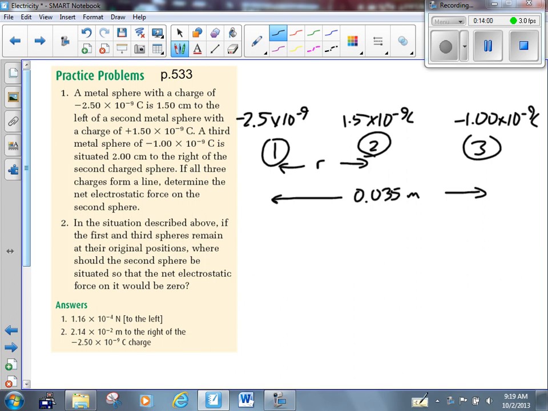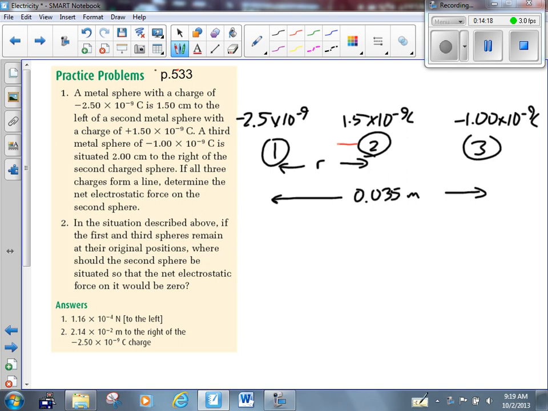What we have to recognize here first is that the force acting on number 2 is due to charge 1 and 3. Let's draw that free body diagram first of all.